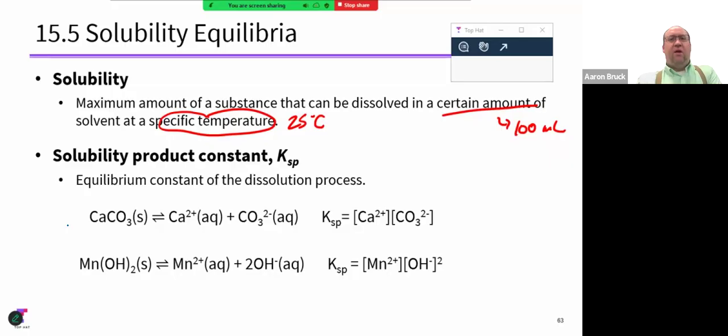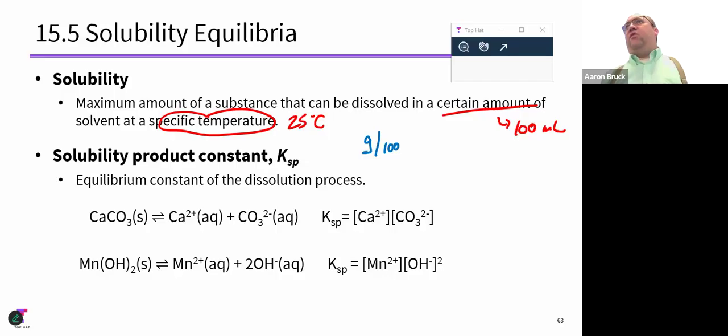And so solubility is usually given to us in grams per 100 milliliters when it is presented to us as a numerical value. So the solubility of sodium chloride is 57 grams per 100, whereas the solubility of calcium carbonate might be 0.01 grams per 100.